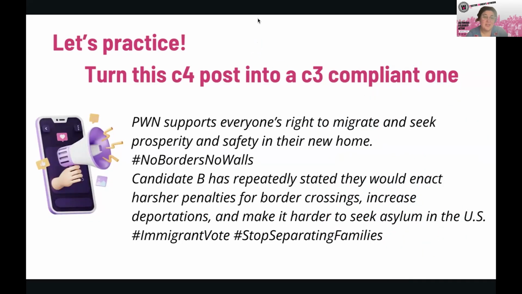Okay, so then this one says PWN supports everyone's right to migrate and seek prosperity and safety in their new home. Hashtag no borders, no walls. Candidate B has repeatedly stated that they would enact harsher penalties for border crossings, increase deportations, and make it harder to seek asylum in the US. Hashtag immigrant vote, hashtag stop separating families. What can we say? What can we not?